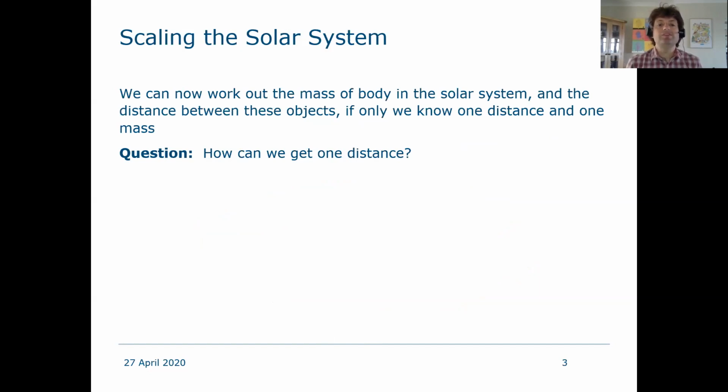And what we also said is, based on Kepler's work and Newton's work, it now means if we know the mass of any one body in the solar system and the distance between any two objects, we can scale the whole solar system. In the last session, we talked about how Henry Cavendish worked out one mass. Now, I posed a question at the end of the last session: how do we get one distance?